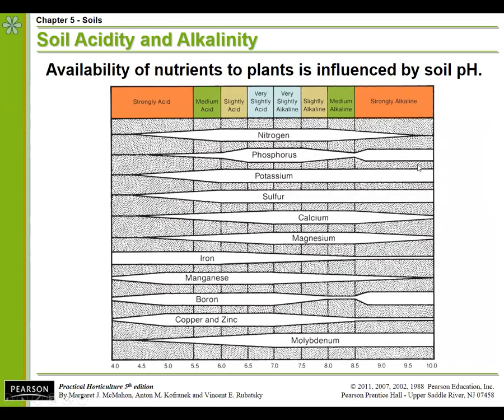This table or chart here is just looking at why we want the kind of sweet soil, that neutral soil. So if we look at 7, we have the widest range, the greatest availability of all of these different nutrients for plants. Some of them are more available on the acidic side or more available on the alkaline side, but we have the greatest range, the most available nutrients right there hovering around neutral, 6.5 to 7.5.